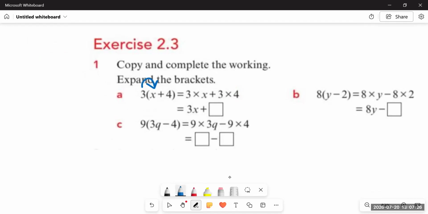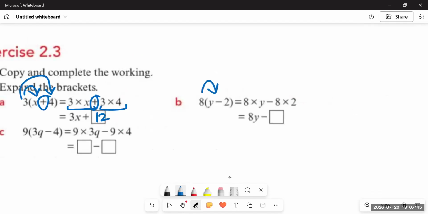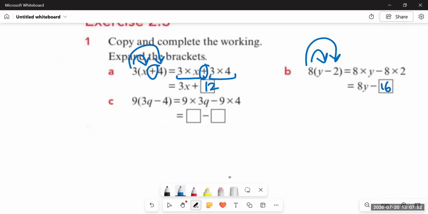So here we'll multiply 3 with x, and then there is a plus sign, so we'll write plus, and then we will multiply 3 again with 4, so it will become 3 multiplied by 4. So it would be 3 multiplied by x, 3x, plus 3 fours are 12. This is how we will solve it. Next, we have 8 multiplied by y, 8y, minus 8 multiplied by 2 is 16. Then we have 9 multiplied by q, 9q, minus 9 fours are 36.